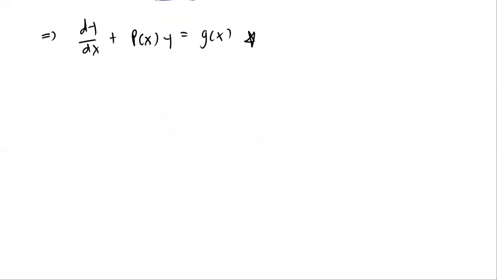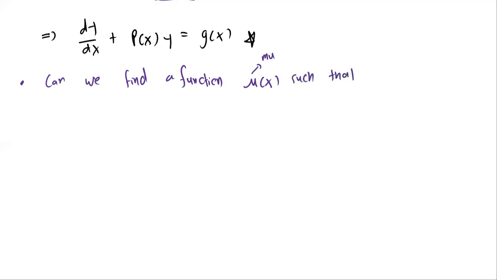Now, what's the solution method? Well, the solution method is going to be this. Can we find a function, let's call it mu, just the Greek letter mu. Can we find a function mu of x such that we can multiply it to both sides of the ODE by mu? So I'm going to multiply both sides of this differential equation by mu.